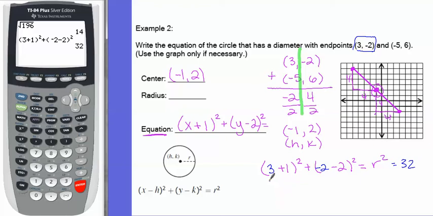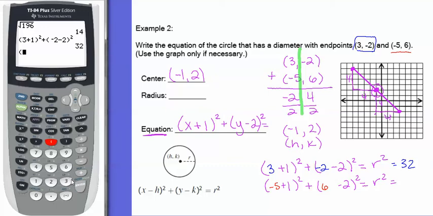So now I'm going to write this again. And instead of putting in (3, -2), I'm going to put in (-5, 6). And when I do that, parenthesis, -5 plus 1, close parenthesis squared, plus parenthesis, 6 minus 2, close parenthesis squared. Let's see what I get. And I get 32.